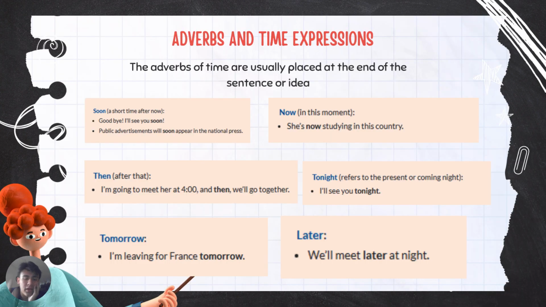Adverbs and time expressions. To make our stories better, we use adverbs like soon, now, tonight, or tomorrow. We usually put them at the end of the sentences, but we can put them at the beginning for emphasis.